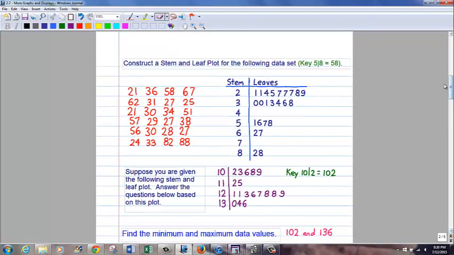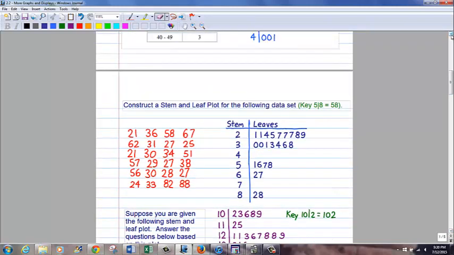Now I'm going to mention real quick what the key represents. You don't really need a key if you have the actual data, but the key is there in case stem and leaves could be done with decimal values. So let's say that these were going to be decimal values, like you wanted the 2 with the 1 to be 2.1. The key would just then be written 5 bar 8.